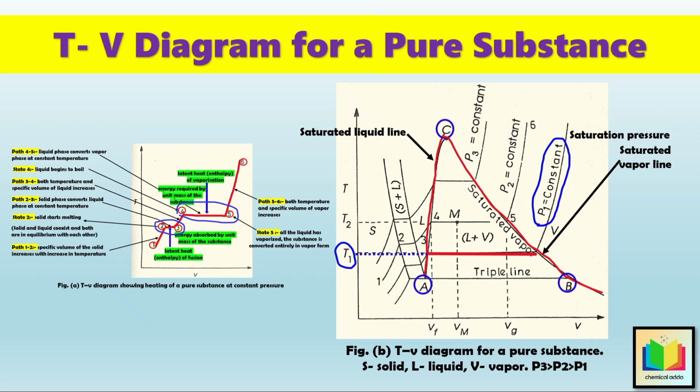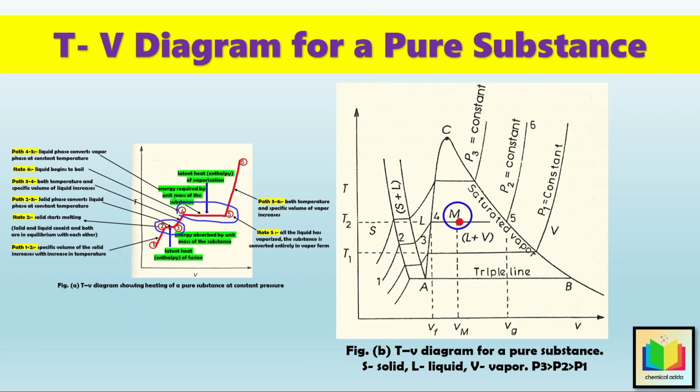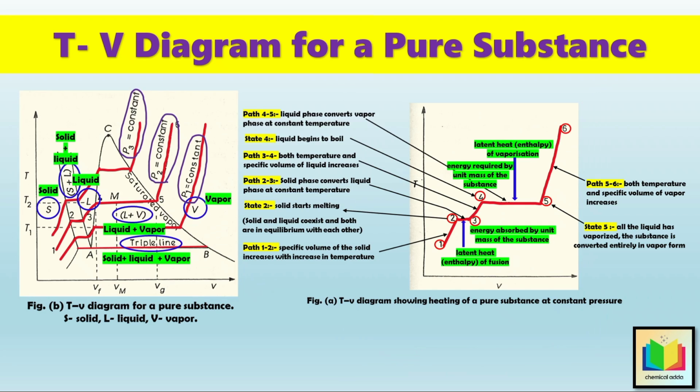Then, at any intermediate point like the system at state M, having the overall specific volume of Vm, is a mixture of saturated liquid at state 4, with specific volume Vf, and a saturated vapor at state 5, with specific volume Vg. So, that's all for the TV diagram, where we explored how a pure substance behaves when heated at constant pressure. Then, we learned about triple line, latent heat of fusion, latent heat of vaporization, saturation temperature and saturation pressure.